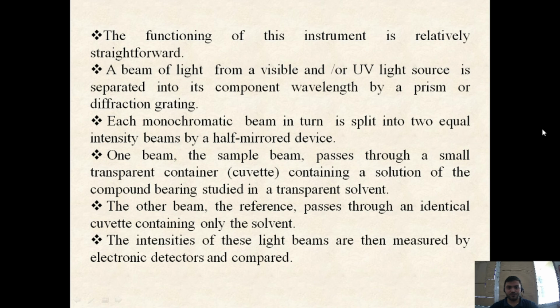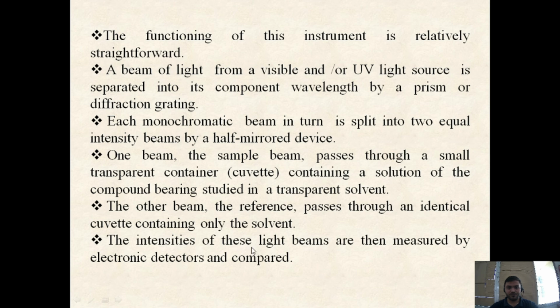A beam of light from the visible and UV light source is separated into component wavelengths by a prism or diffraction grating. Each monochromatic beam in turn is split into two equal intensity beams by a half mirror divider. One beam, the sample beam, passes through a small transparent container, that is a cuvette, containing a solution of the compound being studied in a transparent solvent. The other beam, the reference, passes through an identical cuvette containing only the solvent.